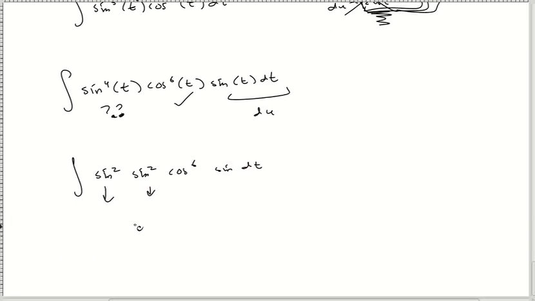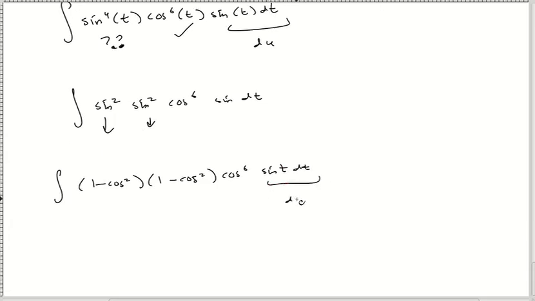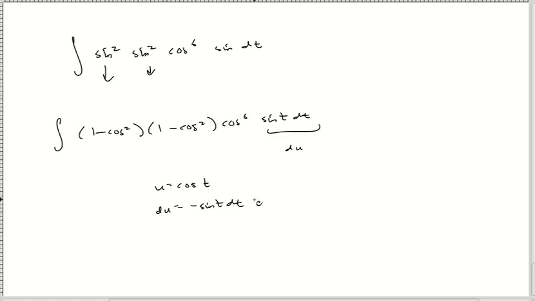These two will change into 1 minus cosine squared. 1 minus cosine squared, cosine to the 6, sine dt. Again, that's my du business. And now I could say that my u is going to be a cosine. Du would then be my negative sine t dt. You can see I'm already creating it, so that's good. I just don't like it exactly the way it is because we have to do a couple more steps, but let's just go ahead and plug it in.